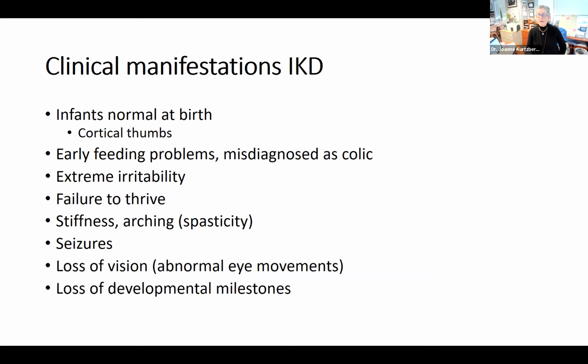Clinically, for infants with Krabbe disease, they look normal at birth, although they may have cortical thumbs. They have early feeding problems that are usually misdiagnosed as colic. They develop extreme irritability and cannot be consoled, which is probably one of the most distressing symptoms to their families and parents. They have failure to thrive because of feeding problems. They develop spasticity, which is manifested as stiffness or arching. Ultimately, by 6 to 8 months of age, most babies develop seizures, loss of vision, and loss of developmental milestones.